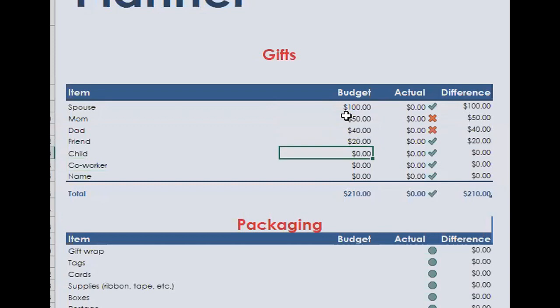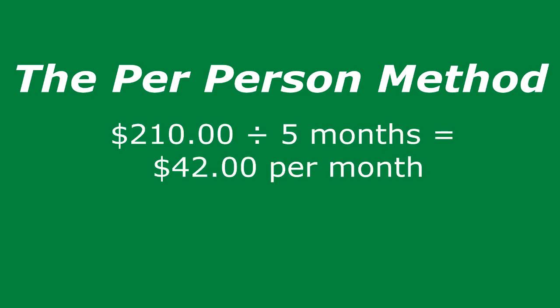And you can keep going as long as you need to, obviously. But as you can see down here at the bottom, that gives you a total budget amount that you need. And here it's $210. So in this case, I need to save $210 by December. And since, again, I have 5 months, I'm going to divide that number by 5.